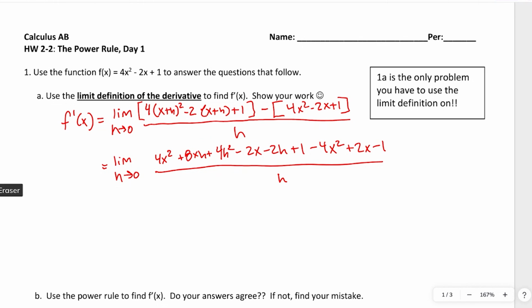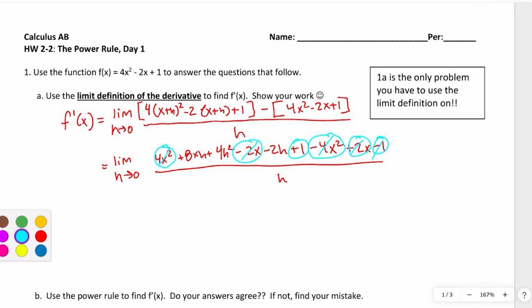Okay, so now what I'm going to do is look for opportunities to cancel some of these terms out by finding opposites that sum to 0, and then eventually, hopefully, we can find a factor of h that we can use to reduce and get rid of that h in the denominator. So I see we've got 4x squared minus 4x squared. Those are going to sum to 0. 2x minus 2x will sum to 0, and then the 1 minus 1.